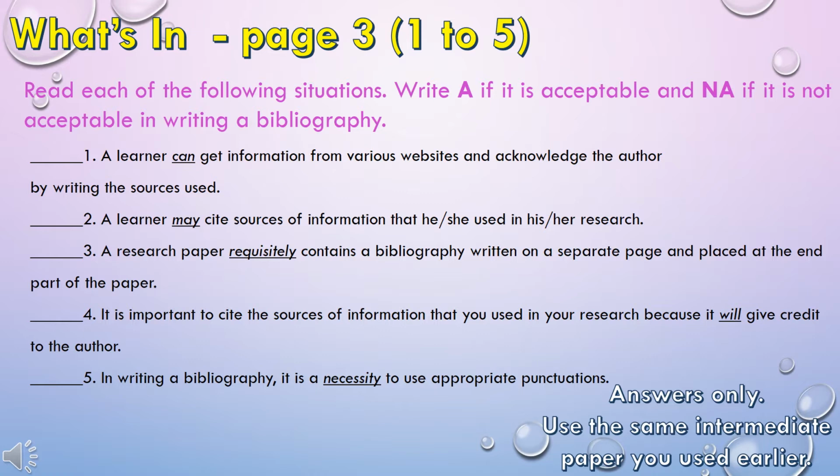Okay, let me explain what you will do in this activity. Read each of the following situations. Write A if it is acceptable and NA if it is not acceptable in writing a bibliography. So remember, you're only going to put your answers, so A or NA. And kindly use the same intermediate paper you have used earlier. So there are 5 items here. I'm going to give you 1 minute to finish this, and then we will check.